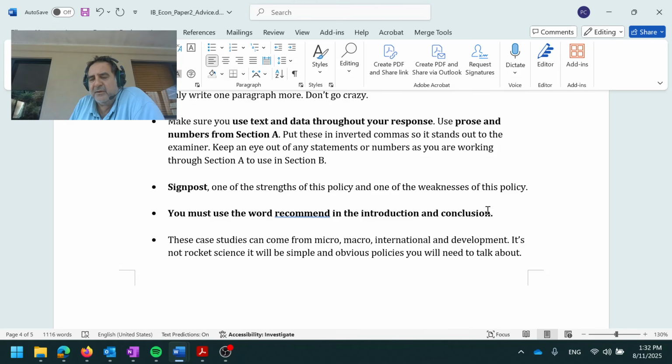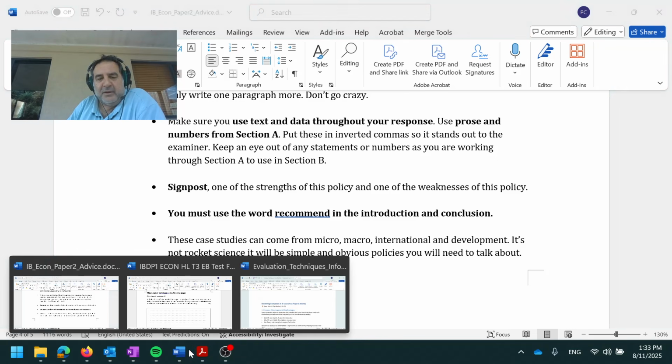And development, honestly, it's always about barriers to growth and development, and then you would look at the policies around rectifying or overcoming those barriers. So it's pretty simple, formulaic. It doesn't need the specific detail that you would in paper one, but it can be a little bit more theoretical. Having said that, you would obviously use the text and data from section A to support your response.